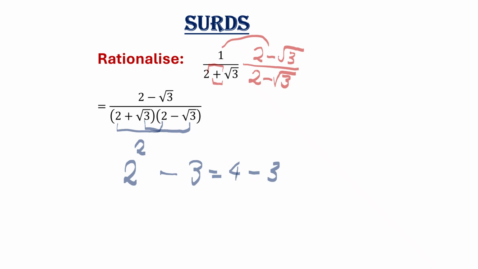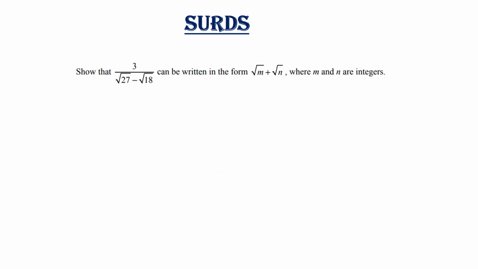Why did I do this? Because I don't want you to do all the multiplication. So let's see how it will look. It's going to be 2 minus root 3 divided by 4 minus 3. 4 minus 3 is 1. So it's just going to be 2 minus root 3. And that's your answer.